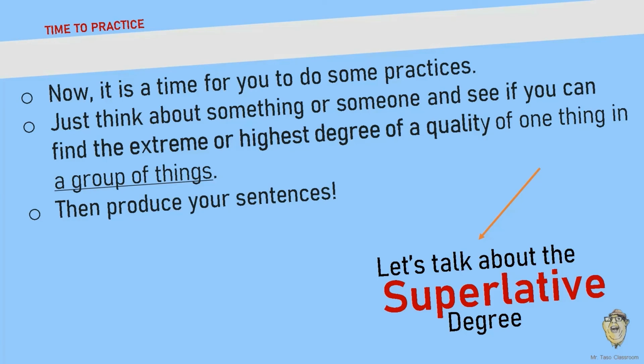Time to practice. Now it is time for you to do some practice. Just think about something or someone and see if you can find the extreme or highest degree of quality of one thing in a group of things. Then produce your sentences.